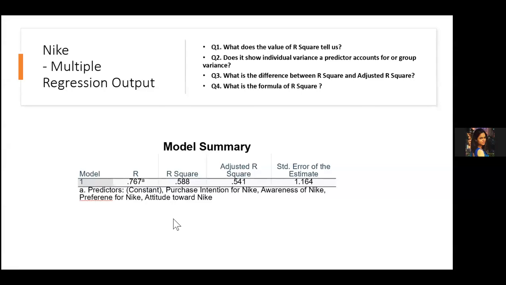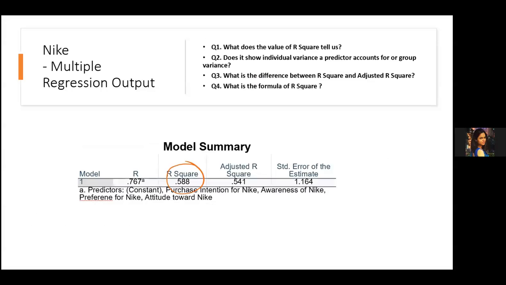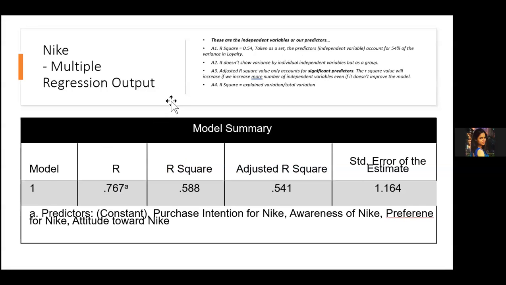What does the value of R squared tell us? Increase in R square means it is significant. So R square value here is 58.8%. Before the R square value, let's see whether I have that. Yeah, so R square value here is 58.8%. Okay, and let me show you this. So R square value is 58.8% and adjusted R square is 50.541.